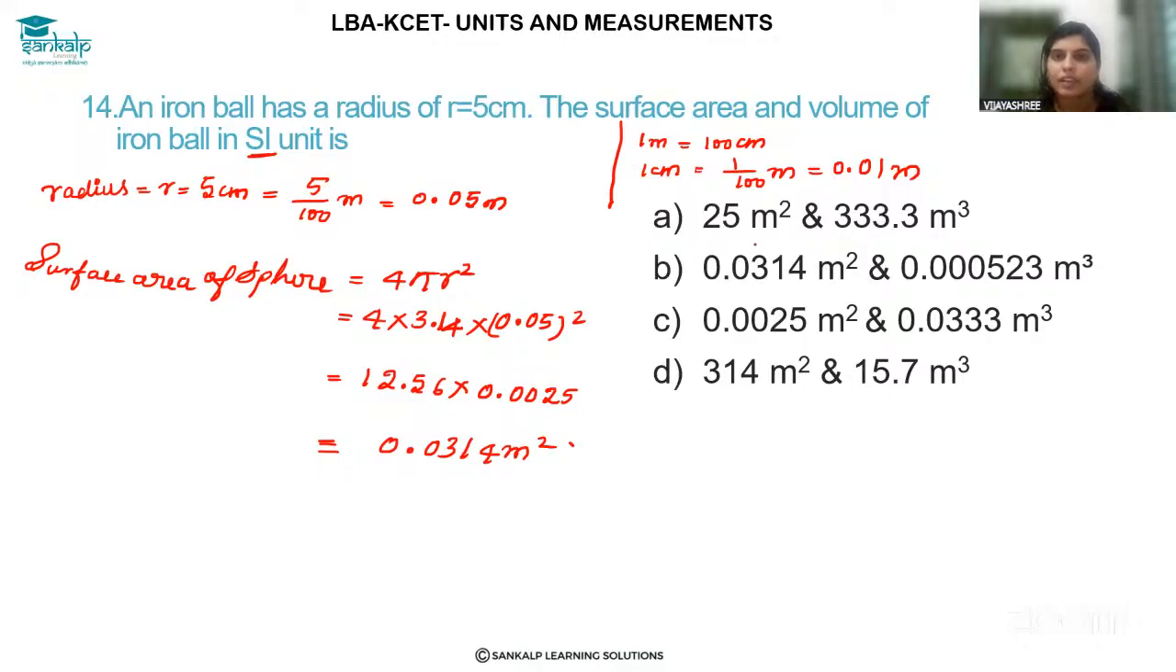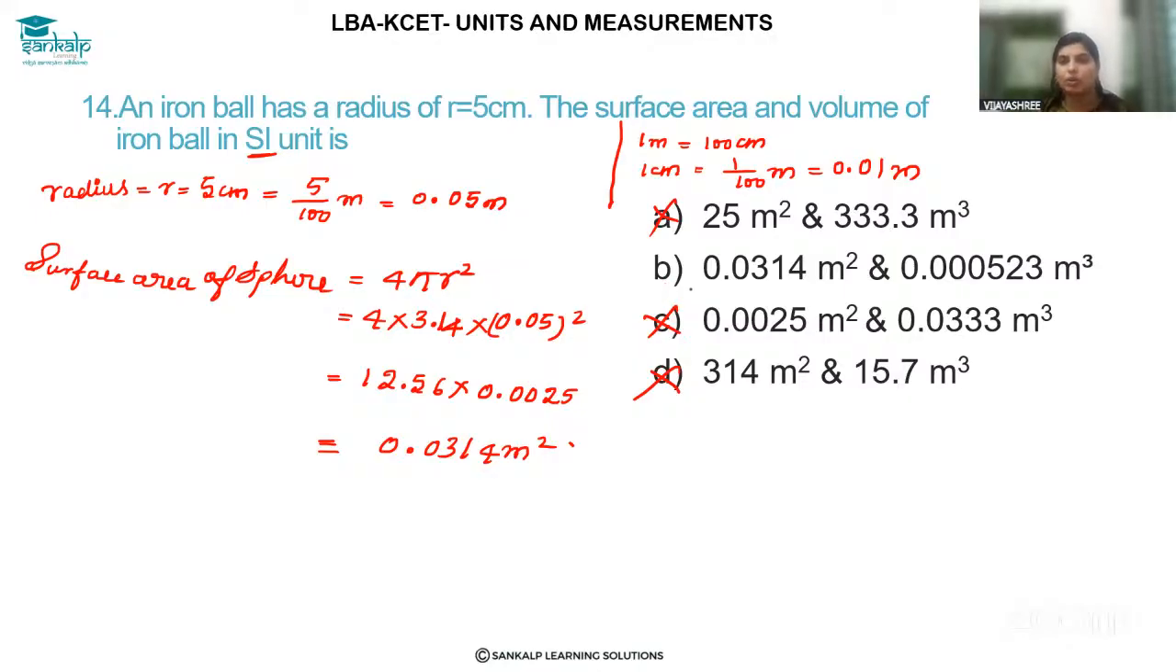Surface area 0.0314. In option A, there is 25 meter square, so we can eliminate this option. Option B has 0.0314 meter square, so let us keep this. Let us see option C. Area is 0.0025 meter square, we can eliminate. Option D has 314 meter square. This is also wrong. So the correct answer should be option B.